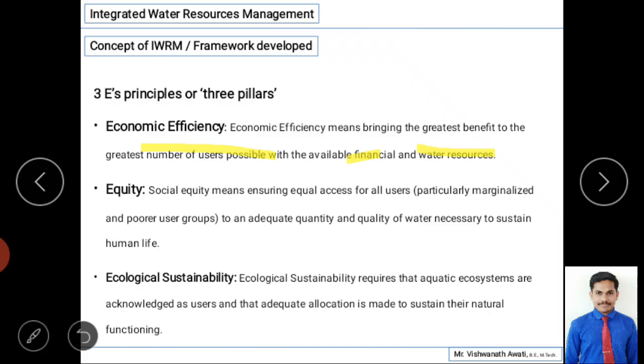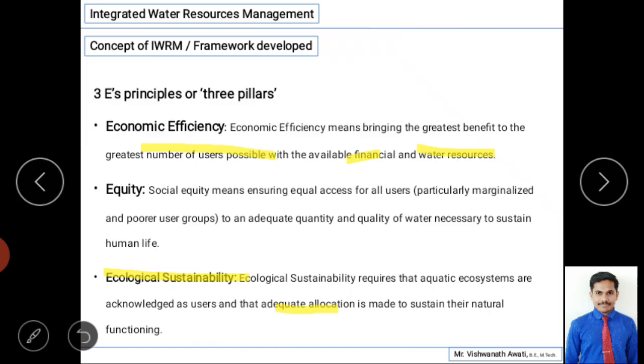As I told you, it is about human-related activities, but consideration of the environment is also given importance. You can see ecological sustainability. In ecological sustainability, mainly we consider how much water is required and adequate allocation to nature, right? Nature has its functioning activities: plant growth, photosynthesis, grass development, all the functions of the environment. For that, the amount of water required is given as consideration to the ecosystem, right?